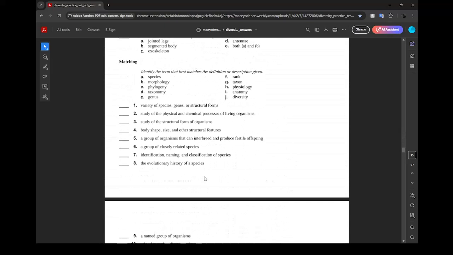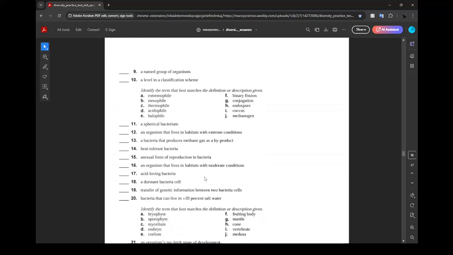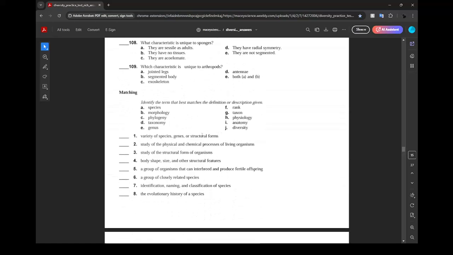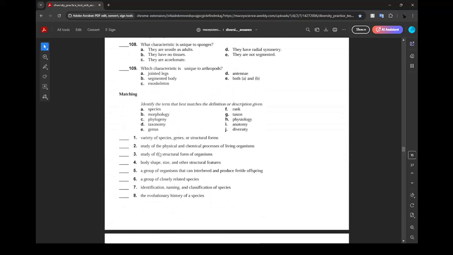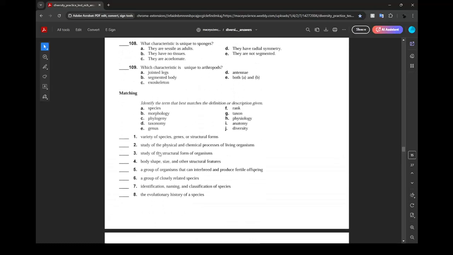Variety of species. So first, all I would do is identify how many actual items we were given and how many need to match. So right here we actually have 10, so we don't have anything left, which is very cool. So for matching, variety of species, genes, or structural forms. So which one does this mean? Species, of course, not morphology.